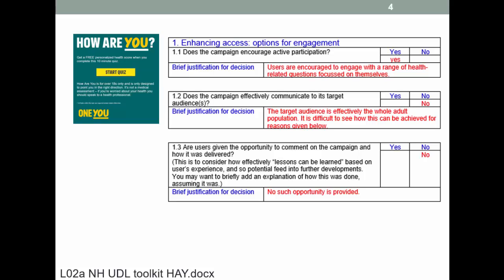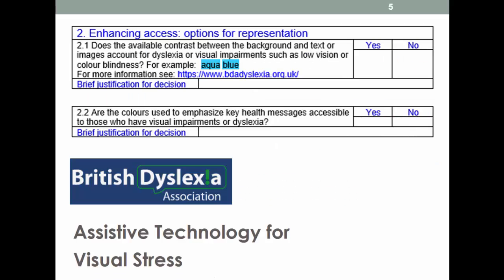Question 3 again is a no. There are no opportunities to provide user feedback. This is quite an omission, and we'll maybe think about ways to deal with that later. Yes, so question 2.1, I've skipped answering that question because it's quite detailed, and we'll discuss this in the tutorial.